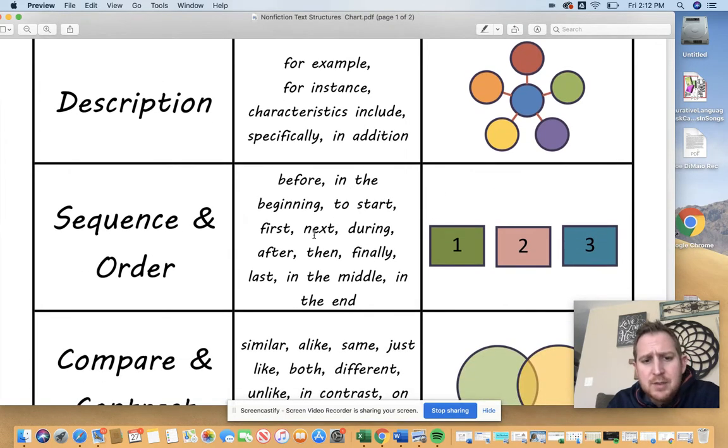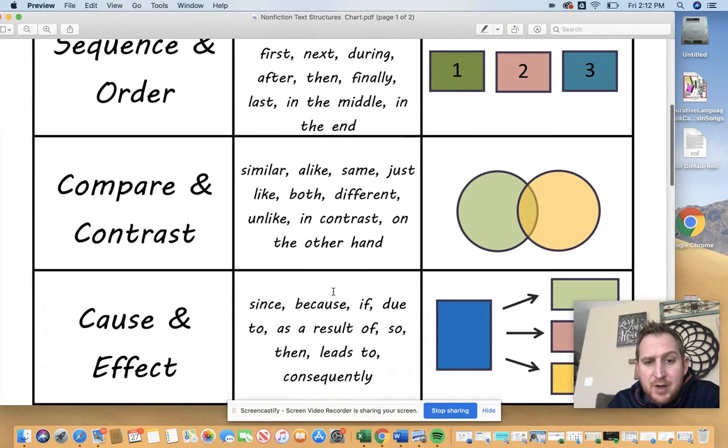Sequence and order. Sometimes this is called chronological order. It's when we have something that happens in a series of steps. So it could be like a recipe, or if we're hearing about the history of something. So the signal words are before, in the beginning, to start, first, next, finally.